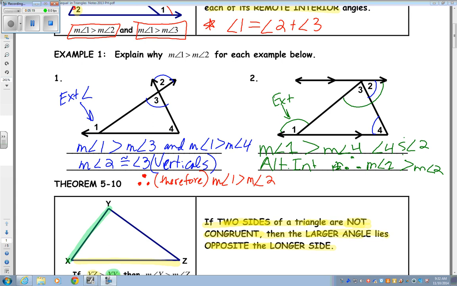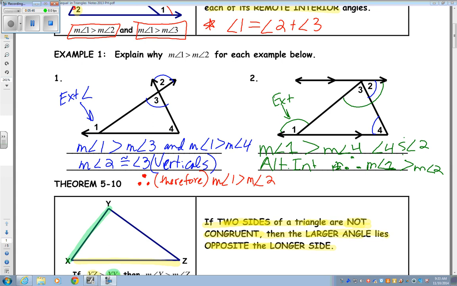So the measure of angle 1 is greater than the measure of angle 4. Angle 4 and 2 are alternate interior, therefore angle 1, excuse me, is greater than angle 2. That is correct. Anyone do it a different way? Did everyone see that relationship? Where you got that? Good job.